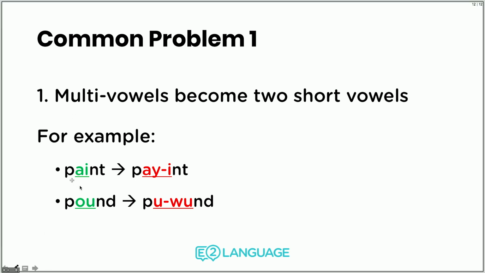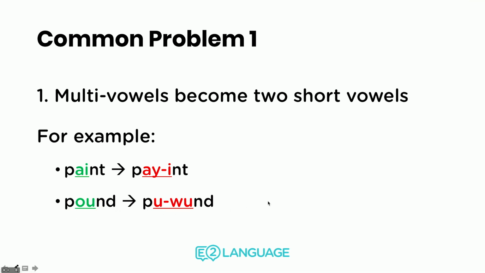So multi-vowels become two short vowels. For example, the word paint, with the multi-vowel, actually quite distinctly becomes two sounds instead of one. Or pound becomes two sounds. It's almost like there's two sounds here instead of one sound. So what you need to concentrate on doing is combining those two sounds into the one multi-vowel sound. We'll do some practice in a minute.